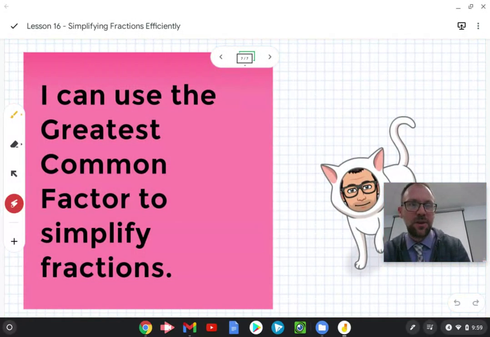So today, our learning target is I can use the greatest common factor to simplify fractions. And when you use the greatest common factor, what you're going to end up with is the simplest form of the fraction. That is the fraction written with the very smallest digits possible. Okay, today's practice work is going to look just like the work we've been doing. Let's get to it, and let me know if you need help.